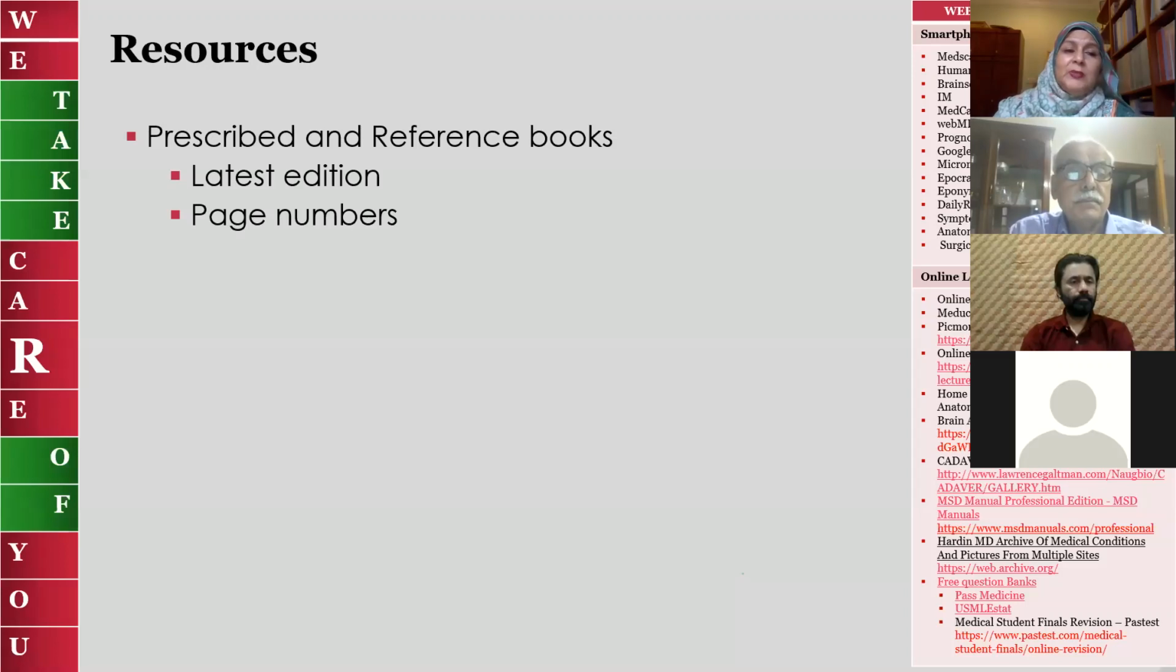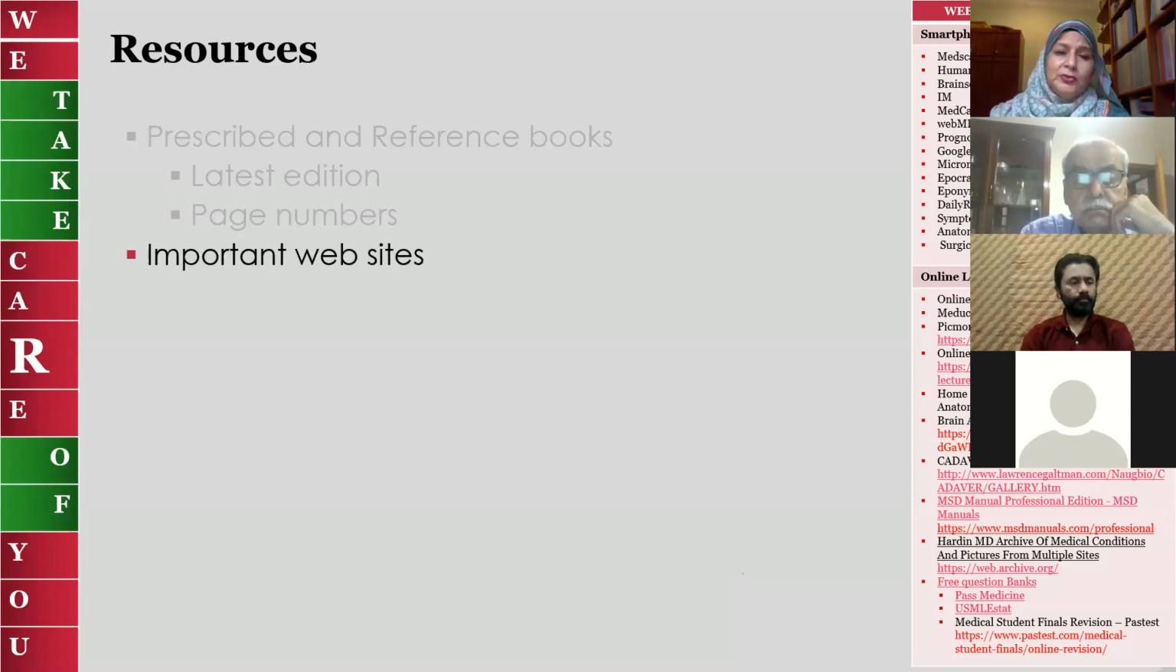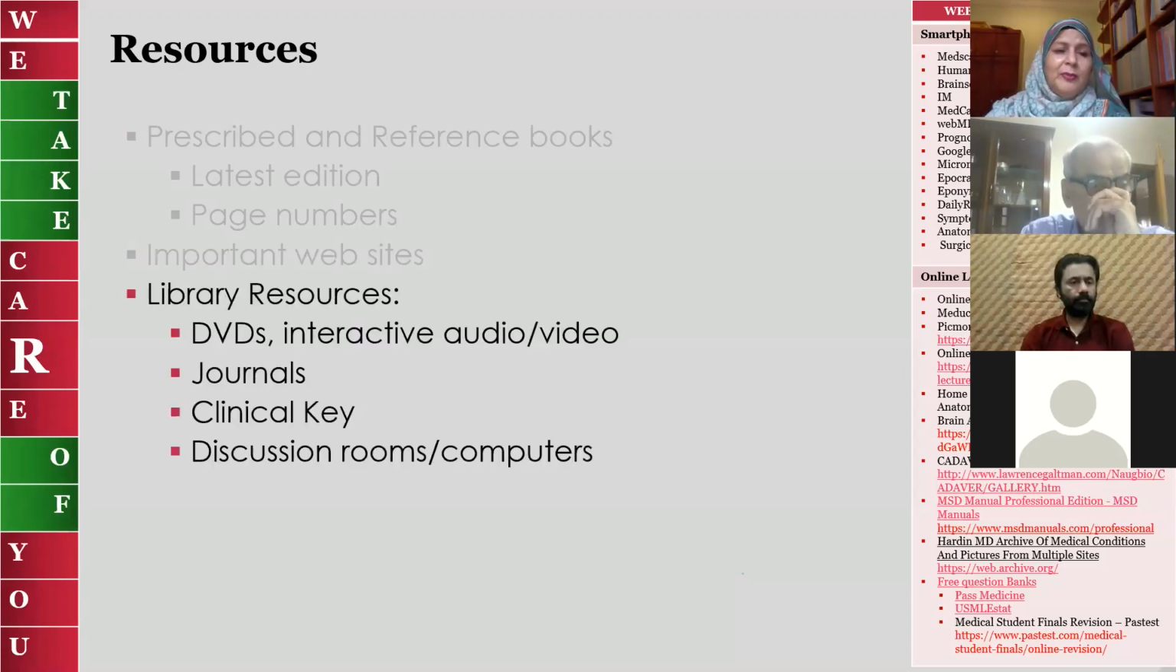The resources, the prescribed and the reference book list, should be provided to the students for each module. The latest edition and the page numbers for each lecture should be given. Below that, after the learning outcomes and the contents, give the prerequisites and give the resources, saying that these are the things which can be read to complete your knowledge. Important websites, inform about them.